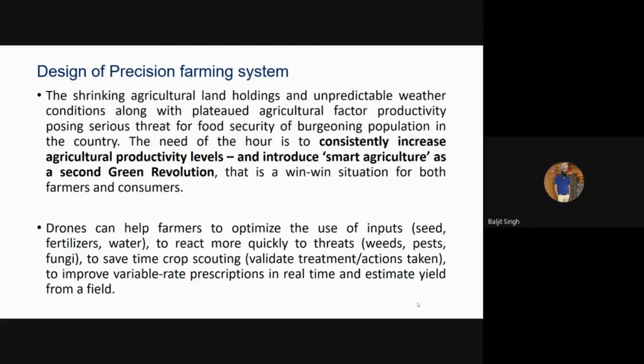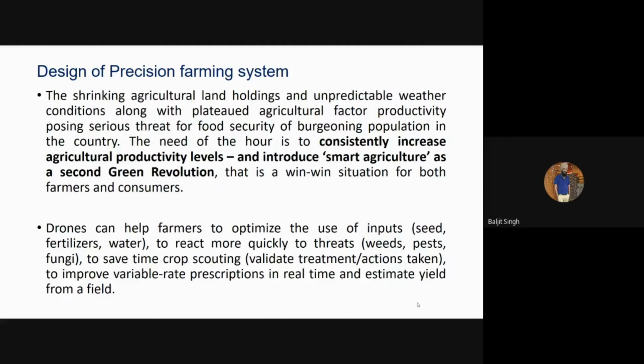and unpredictable weather conditions, along with plateaued agricultural factor productivity, posing serious threat for food security, and due to the high increase of population. Also, the need of the hour is to consistently increase agricultural productivity levels and introduce smart agriculture as a second green revolution.